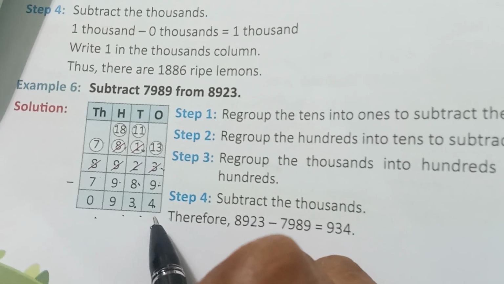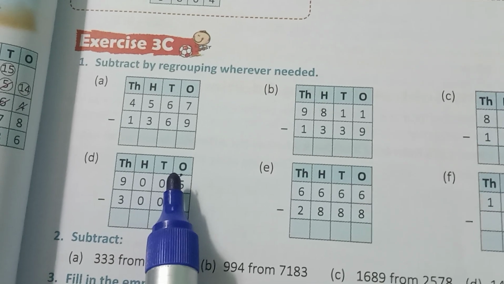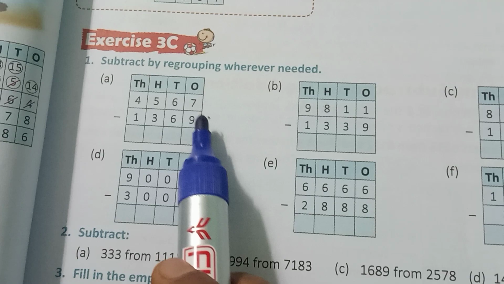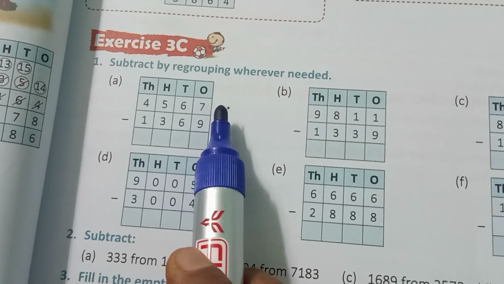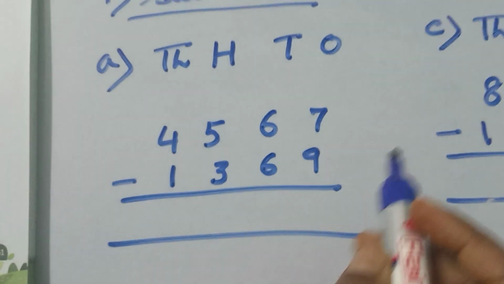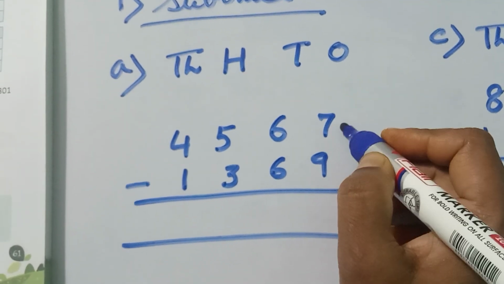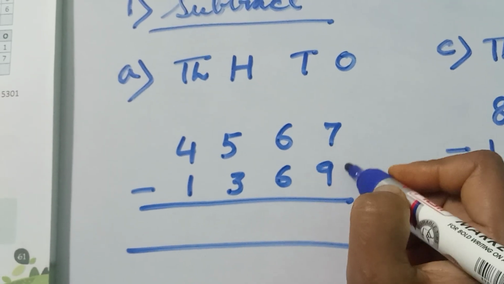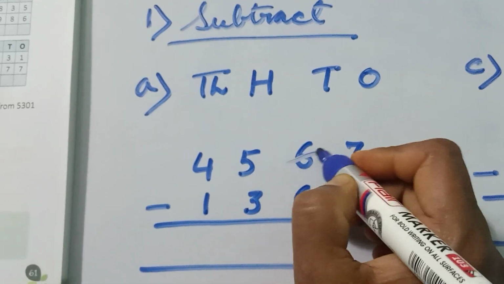So now we will start the exercise 3C. Subtract by regrouping wherever needed. So question number A, you have to subtract 1369 from this 4567. So children, look at here. Here we have arranged again. Now children, you have to subtract 9 from this 7. So 7 is smaller than this 9. No, subtraction is not possible. So it will borrow. So now you will regroup these tens into ones.